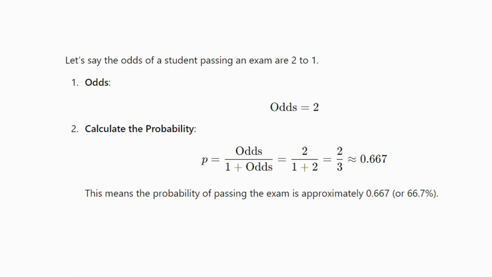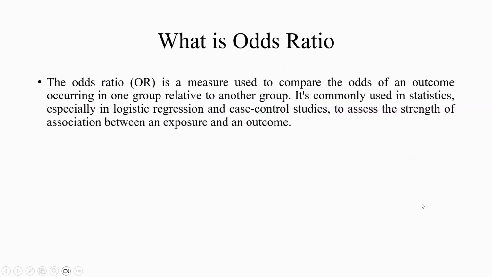Now, if we are given odds, then how do we calculate the probability? Let's say that the odds of a student passing an exam are 2 to 1. So odds is 2. Calculate the probability: odds upon 1 plus odds, 2 upon 1 plus 2, 2 by 3. So it's 0.667. This means that the probability of passing the exam is approximately 0.667, or 66.7%.